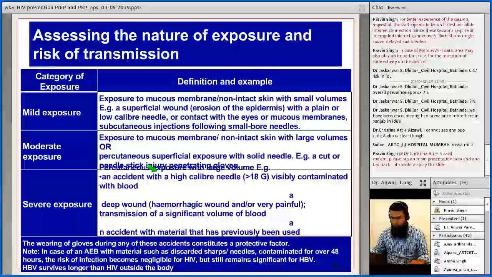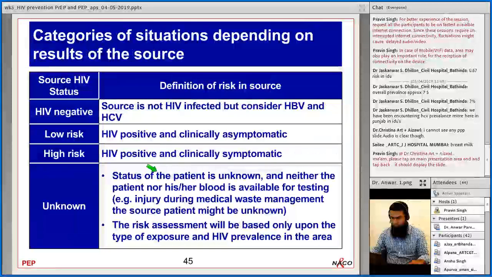Severe exposure is obviously with wide bore needles, because the bore of the needle is important, as the HIV can survive for a longer time in a wider bore of the needle. If it is a solid needle, obviously HIV will not be able to survive for a longer duration of time.